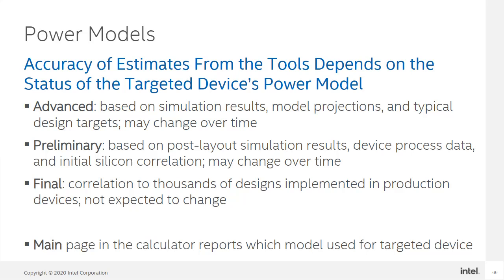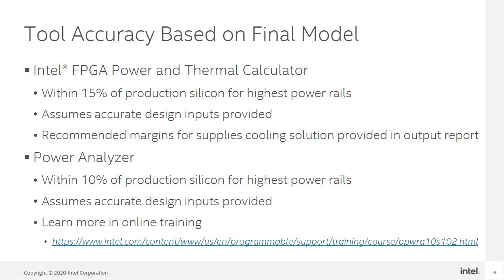Final power models will provide the most accurate results since they are tested and correlated with final silicon and actual designs. These models are not expected to change in future versions of the software. The Intel FPGA Power and Thermal Calculator always indicates the stage of the power model for the targeted device. If you are using a device that has a final power model, the PTC is expected to provide results within 15% of what you would see for the highest power rails on a real device on a board. This accuracy assumes accurate design inputs have been provided to the tool.